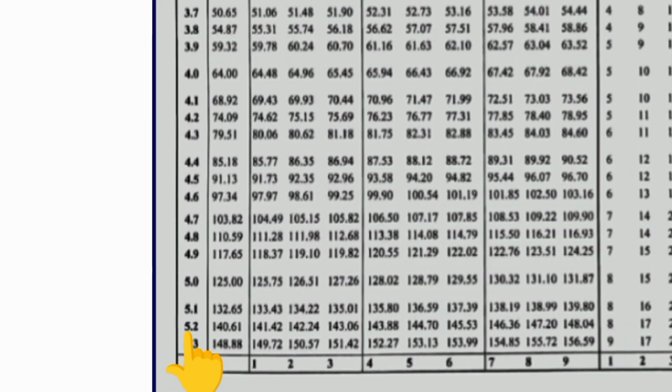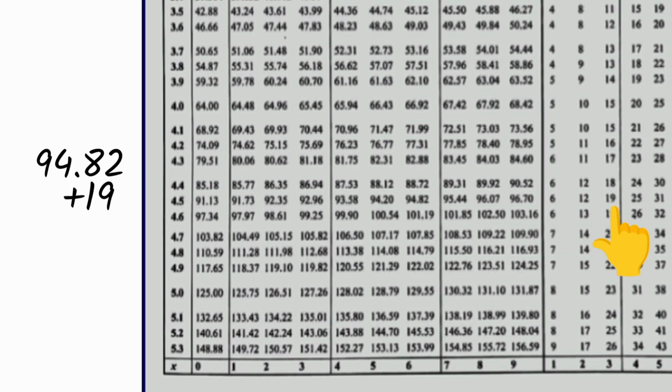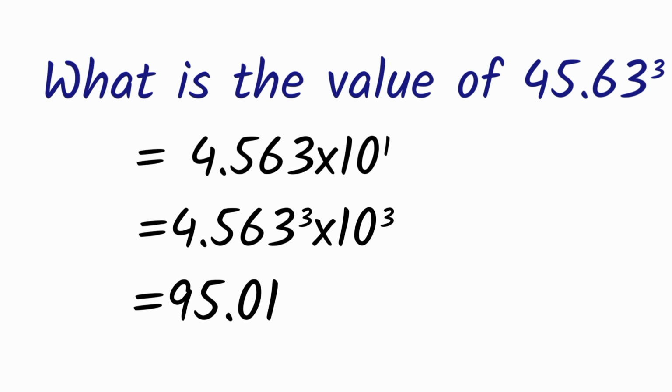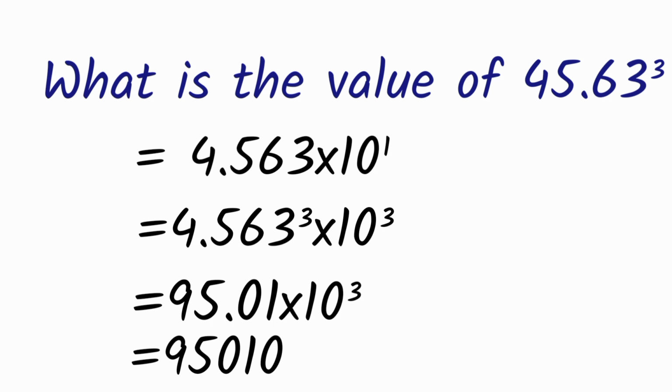Now head on to the table and locate 4.5. Slide on to where 6 is located and note down that number. Continue and read the value of 3. Add these 2 digits without forgetting the rule. Now you have 95.01 times 10 to 3. 10 to 3 is the same as 1000, and the final answer is 95,010.